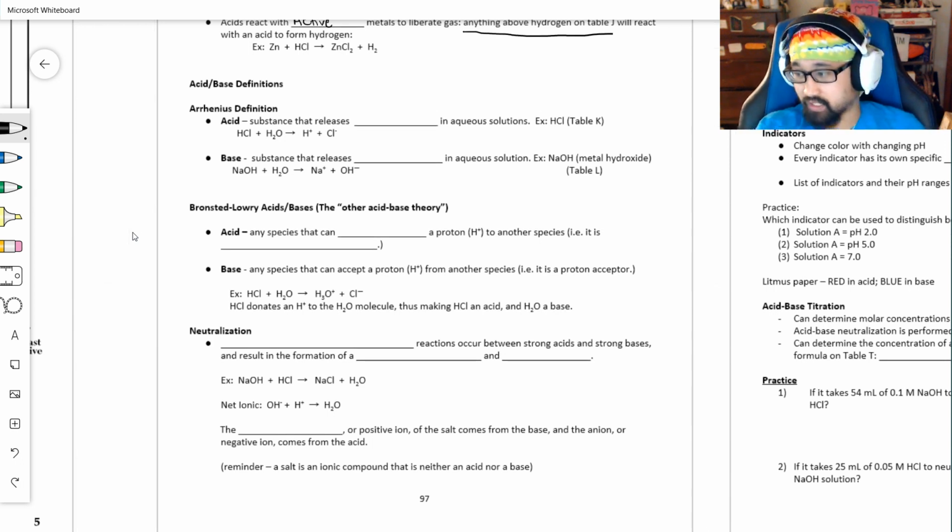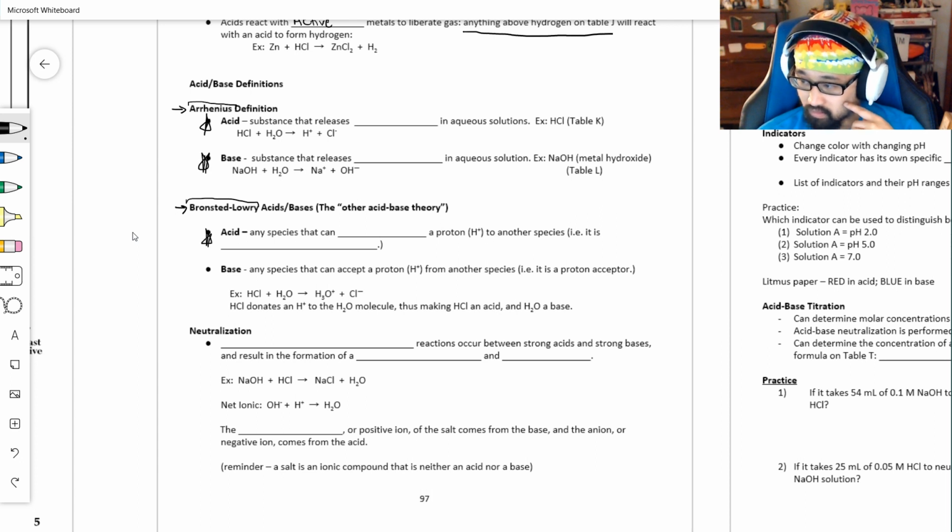Now, how do we define what is an acid? How do we define what is a base? These two definitions, the Arrhenius definition and the Bronsted-Lowry definition, the actual names are not super important. The important thing is to remember the bullet point descriptions of what is an acid and what is a base.